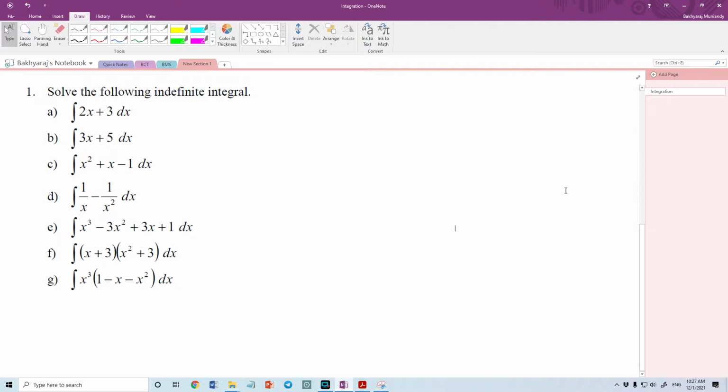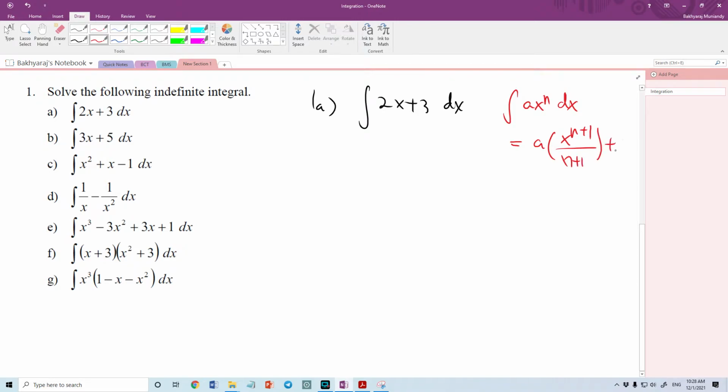Okay, now I'm going to continue with question number 1. So question 1a. I'm going to integrate 2x plus 3 dx. I'm going to use formula number 1. So formula number 1 says what? Integrate a x^n dx. This is the very suitable formula that I can apply here in the first question. So the formula says a x^(n+1) over n+1 plus c.